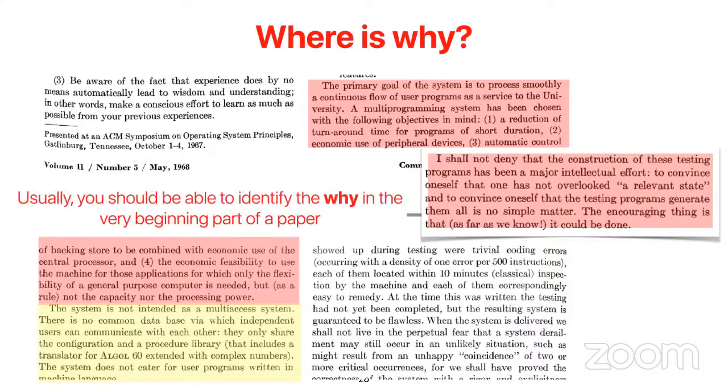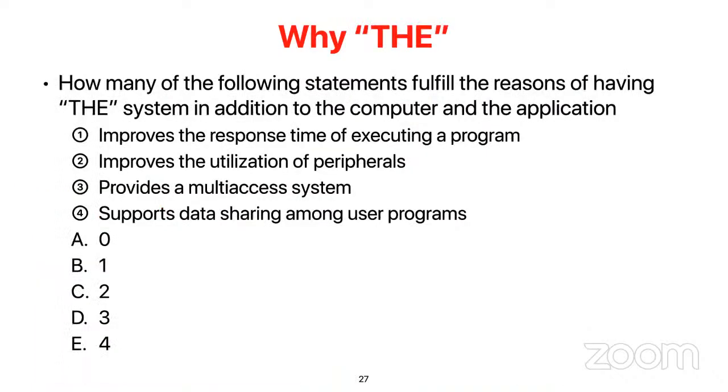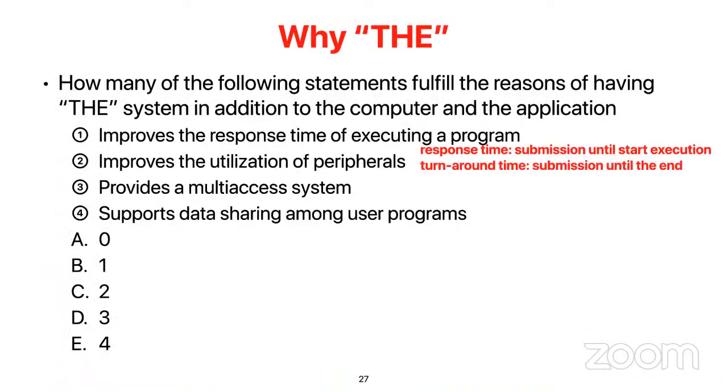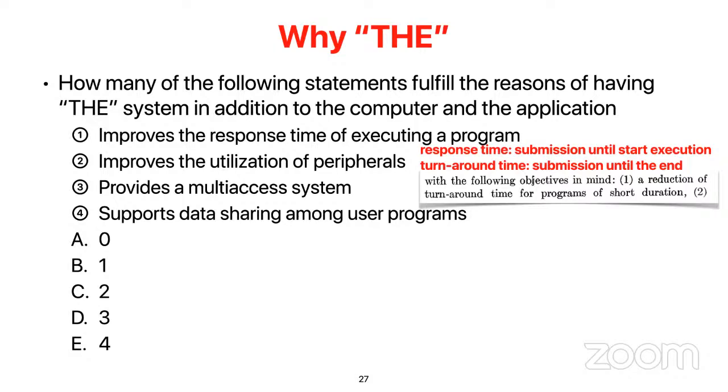Yeah. And those are all the whys of the paper, right? Usually you should be able to identify the why in the very beginning part of the paper. But based on the why, you can easily identify, first of all, that this is not a system that tries to improve the response time. So if you're looking for an algorithm to improve the response time, sorry, this is not the paper you are looking for. If you're looking for a paper that tells you how to improve the utilization of peripherals, right?